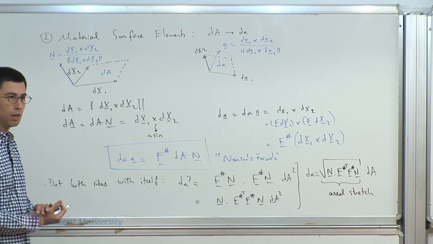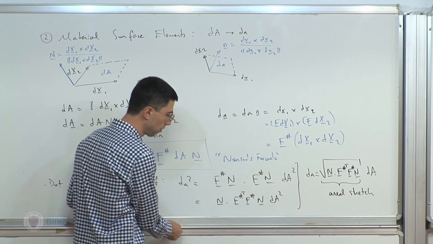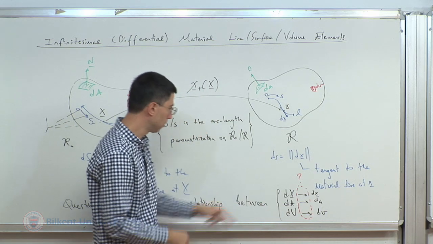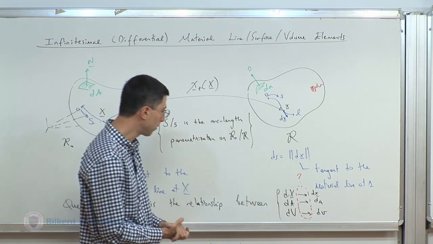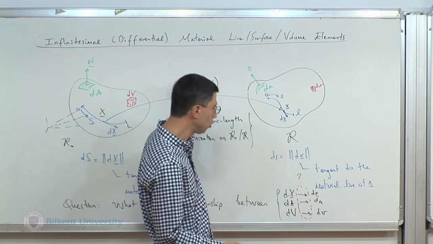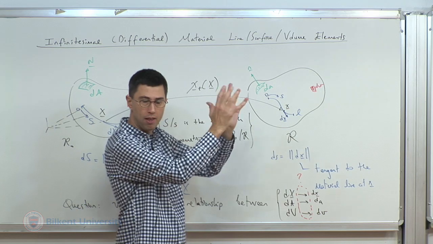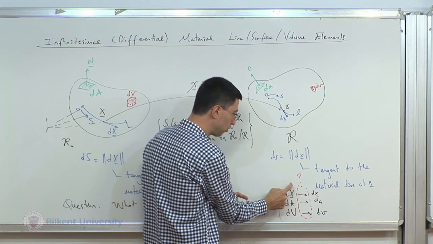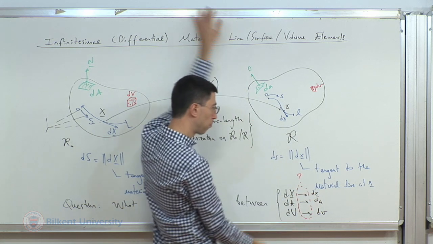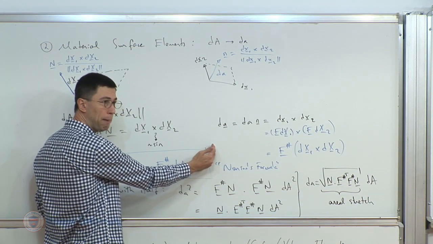OK. So now where am I? I like to map material line, area, and volume elements, or line, surface, and volume elements, to one another. And the underlying information comes from the motion map. And we just found out that once you know the motion map, you can take its gradient with respect to capital X at any given point, at any given time. That gives me a tensor F. And that tensor F is responsible for this map. You calculate the cofactor tensor, JF minus transpose, or F sharp. And that tensor is responsible for the areal map.